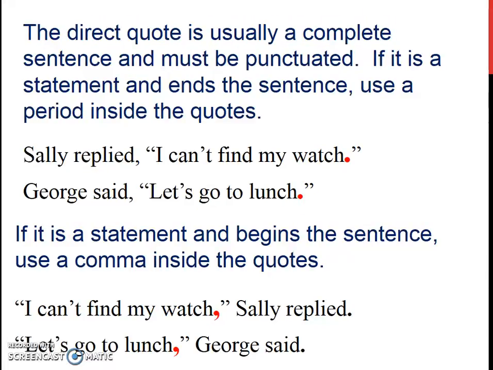Now, if it is a statement and begins the sentence, we're going to use a comma inside of the quotes instead of a period. "I can't find my watch," Sally replied. So here all we've done is move the dialogue tag to the end. But because we have "I can't find my watch," it will end with a comma, not a period. We're only going to be allowed to have that one period in a sentence that has a direct quote in it. So it needs to go at the end. "Let's go to lunch," George said. Notice that we have a comma here, not a period.